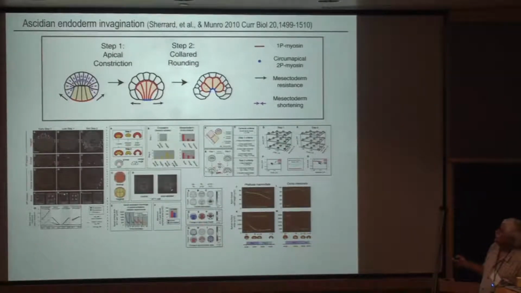A good paper to check about this is Kristen Sherrard and Ed Munro. They're both at the University of Chicago now. This is an ascidian embryo, and I'll just summarize what they did. This is a fairly clear embryo, and you can image it pretty well. The ectoderm up here actually shortens and flattens to make a greater area, while the mesendoderm here undergoes an apical constriction that first simply elongates these cells.